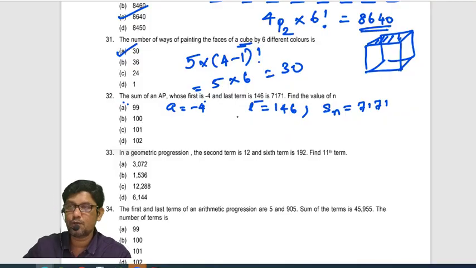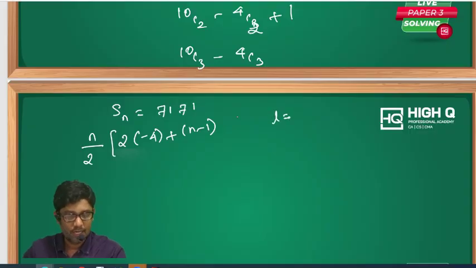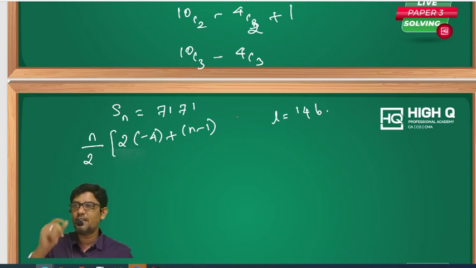The last term is given as 146, right? Listen here, the last term is given as 146. Look at this. What is the formula for the last term?